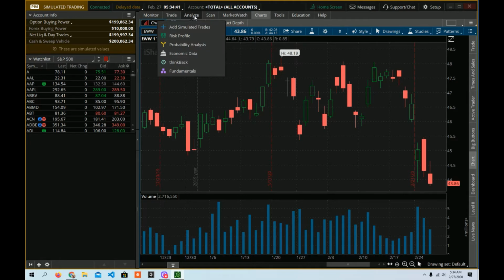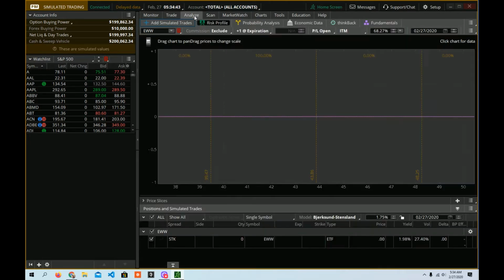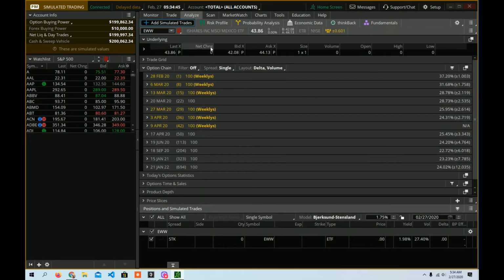Okay, so back to the Analyze tab. Click on Add Simulated Trades. And with this Cherry Bomb here, once again, my own analysis, whatever, there must be a reason. Maybe if you know, you can explain it in the comments below. But they're choosing these weeklies with 29 days left.